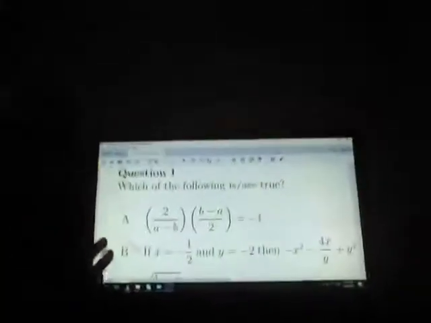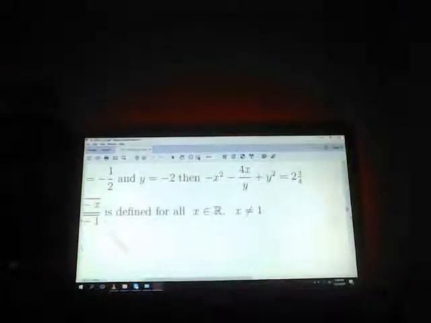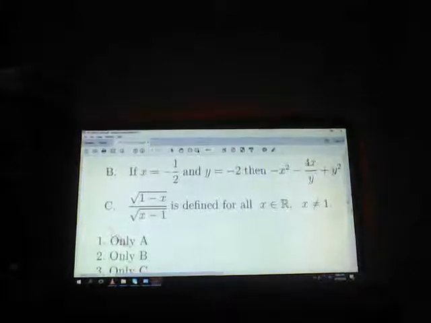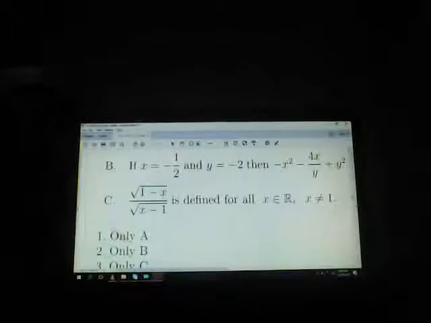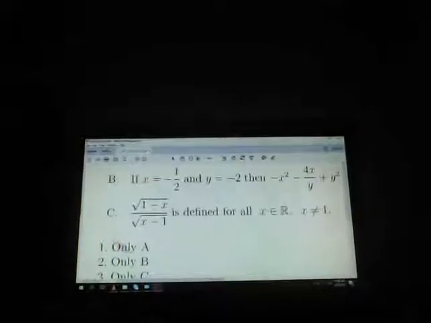So we have to prove that the first one is true or not true: left hand side equal to right hand side. And then let's take the second one. That's the second one right there. So given x equal to negative a half and y equal to negative 2, they have to prove that one. The third one: they say defined for all x. This function is defined for all values of x, a real number, whereby x is not equal to 1, and those are the options right there.